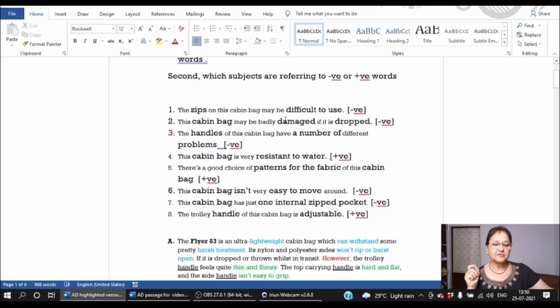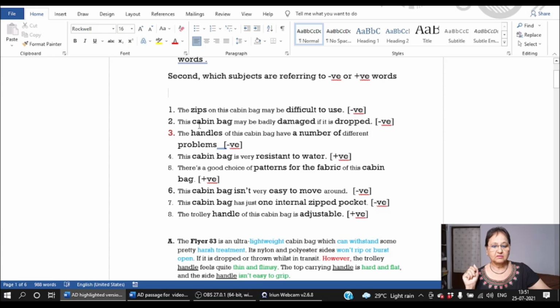Now for example, the first one: the zips on this cabin bag may be difficult to use. So your subject is zips. What about zips? Difficult to use. So automatically this information is a negative, because it is difficult to use. And in the exam you are supposed to underline it, or you can circle it, whichever you want.